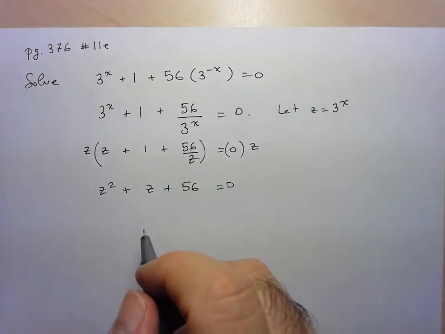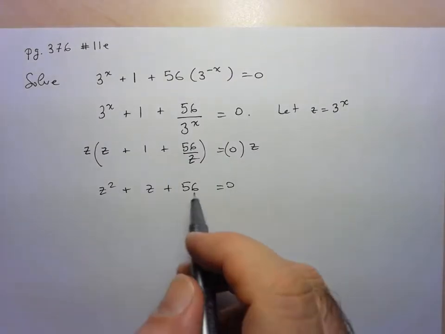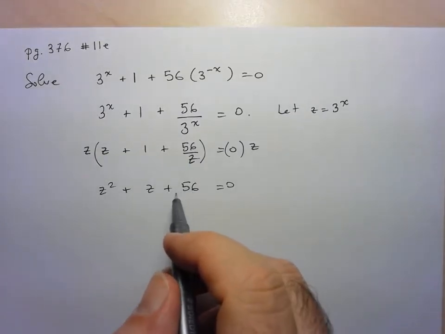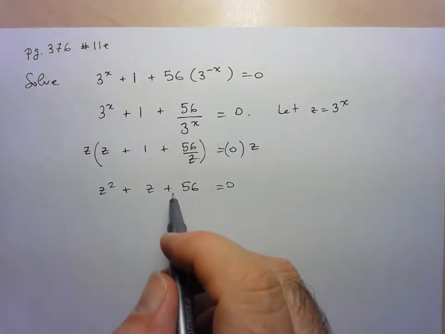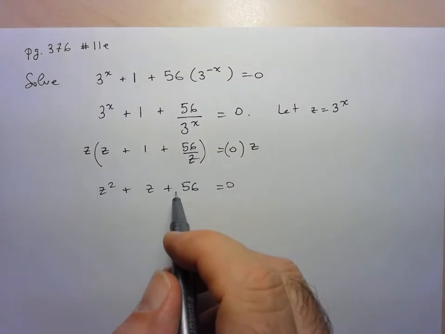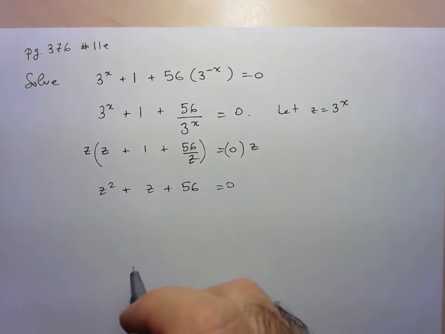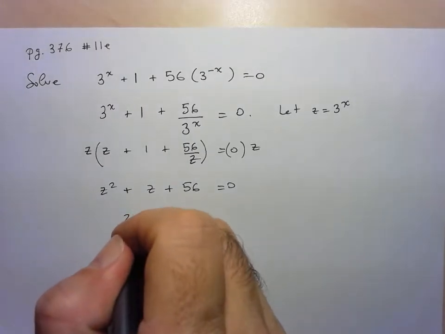And not surprisingly, I'm just left with a quadratic equation. So here I try to factor this. I guess 56 is 8 and 7, but unfortunately they need to both be positive or both be negative. So that's not going to help me get positive 1 for my coefficient of z. So I'll have to use the quadratic formula.